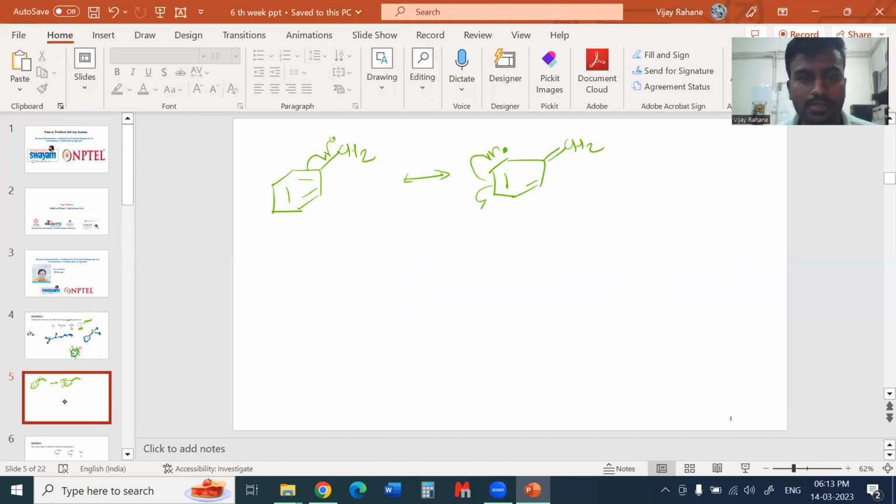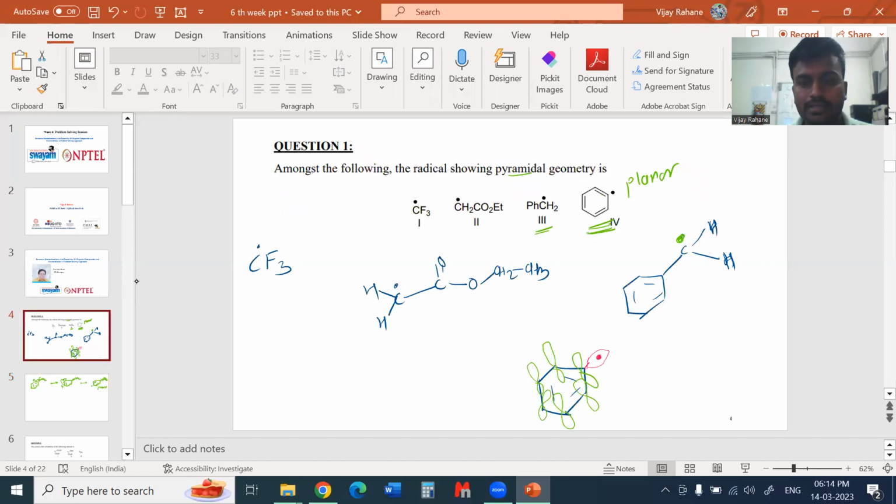One way, the electron will be here. Again it is getting resonated in the ring. The radical goes to here, and the position of the double bond gets rearranged. So this is the radical getting formed. If you see this radical, this one is also a planar radical, not pyramidal. So this option is eliminated. This one is also planar.